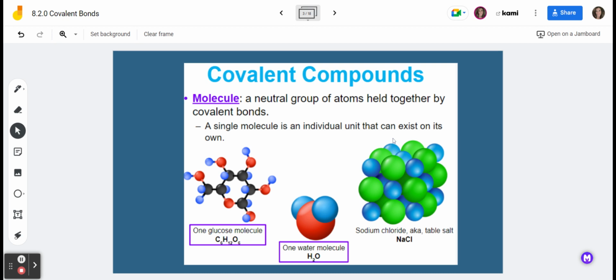A molecule is another term for a covalent compound. We're not talking about a ratio of ions like an ionic compound or formula unit, but rather a unit that can exist on its own. This is glucose, for example, and water. Those are definitely molecules. Notice this is not a molecule. This is table salt, sodium chloride. This would be considered a formula unit.